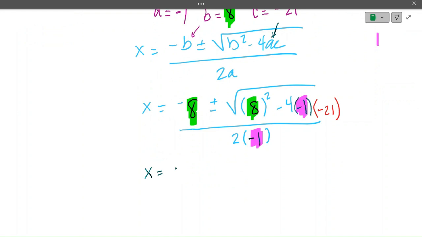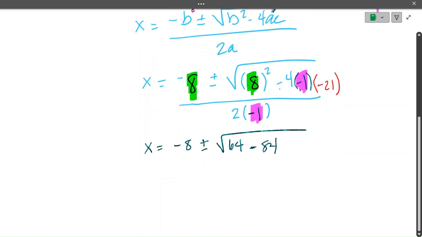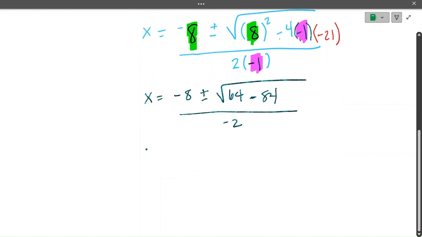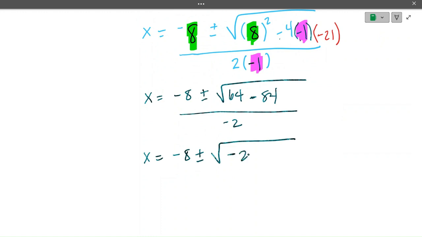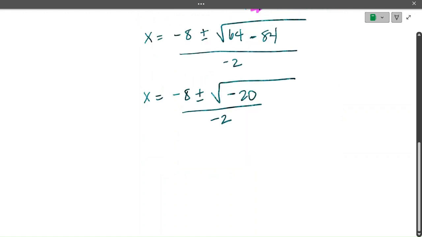So I still have -8 here, plus or minus. 8 squared is 64. And of course, you could go ahead and plug this straight into your calculator. A negative times a negative times a negative remains negative. So I have 4 times 21, which is 84, all over 2 times -1, which is -2. Okay, so I'm going to continue simplifying here. So underneath the root bar, I end up with -20 all over -2. All right, so I know sometimes people get really tempted to drop this -2 off. Please don't do that yet because we're not there.